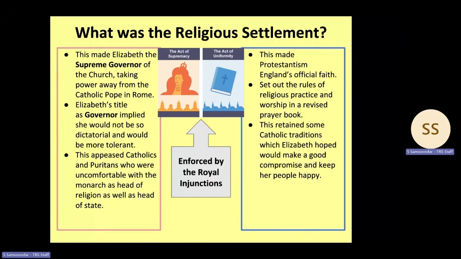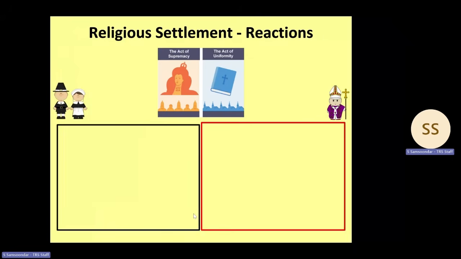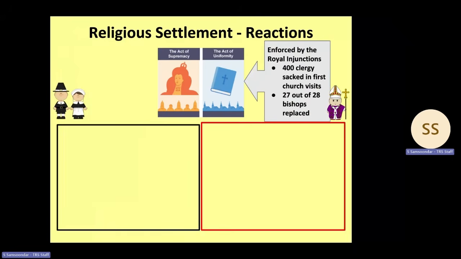It's not so bad. So she does, it's an impossible situation. She probably does strike the right balance, though, because the majority of the country accept the settlement. However, for those that weren't following it, there was strong action straight away. So within the first year of the royal injunctions, about 400 members of the church, known as clergy, were sacked in the first visits to churches to check that Elizabeth's rules were being followed.